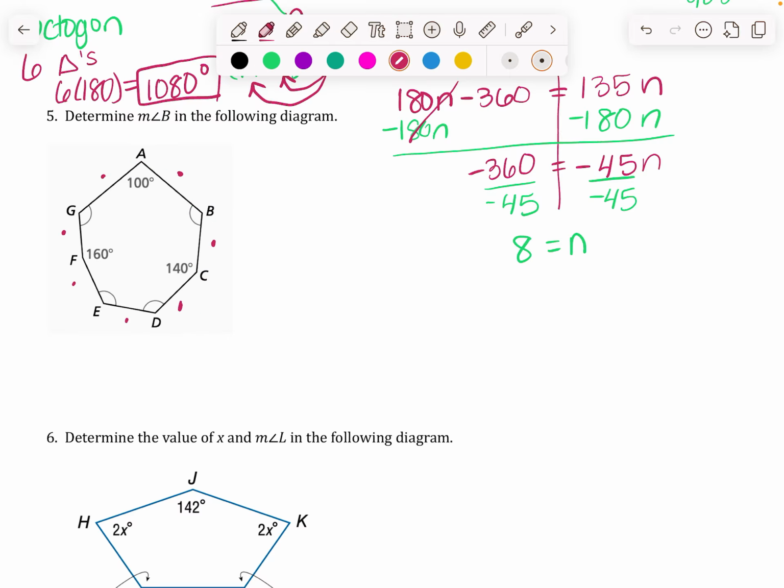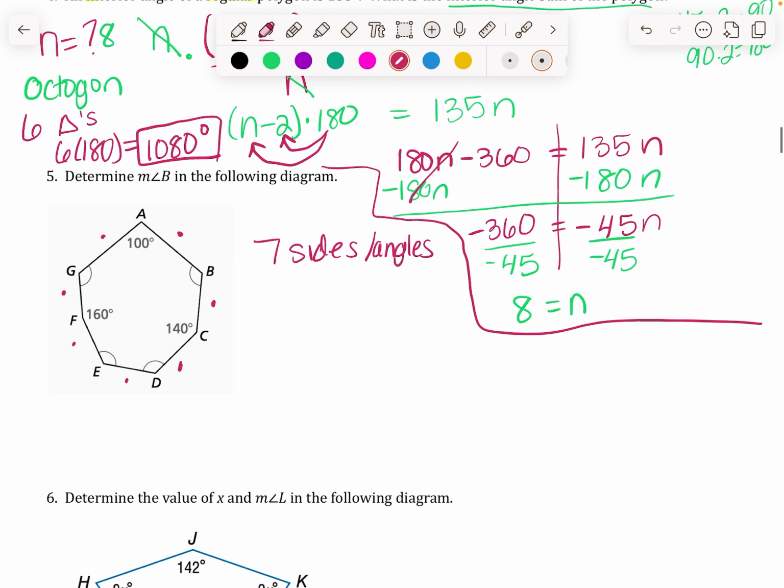So there are 7 sides and angles, which means, I'm going to just block this off because that goes to the other problem. Sorry about that. 7 sides and 7 angles, which means that it is called a heptagon.